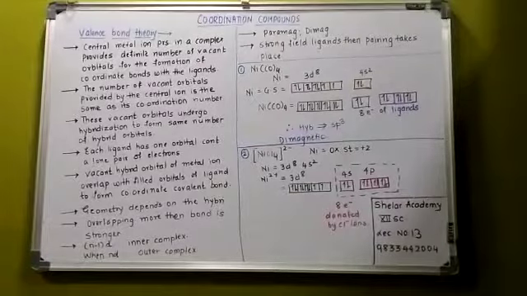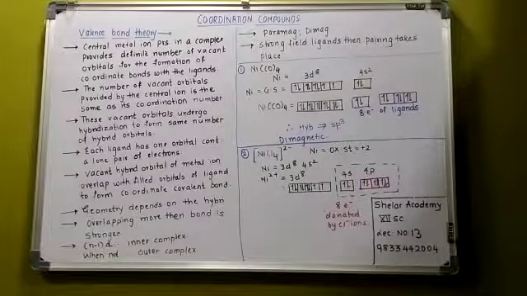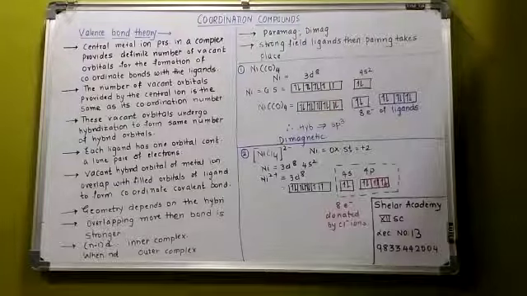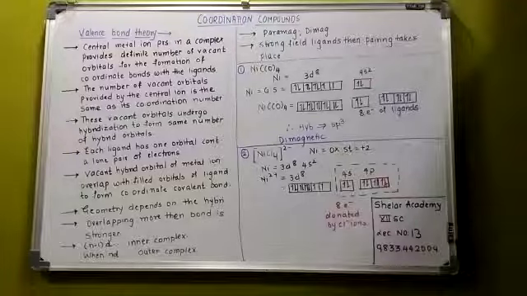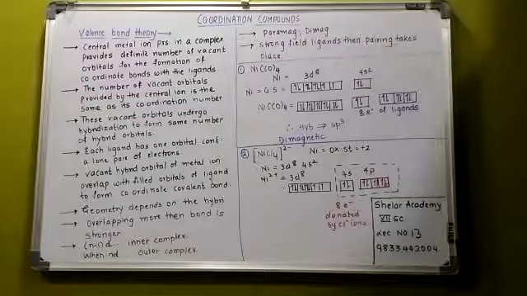Lecture number 13, valence bond theory. Now I've written the theory in short, and along with the example let us see the theory, then the concepts will be more clear. The very first: the central metal ion which is present in the complex provides a definite number of vacant orbitals for the formation of coordinate bonds with the ligands.